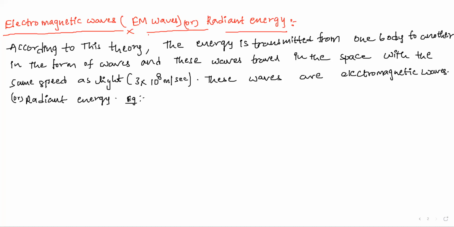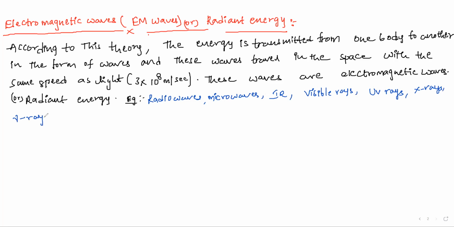Examples of electromagnetic waves are radio waves, microwaves, infrared rays (IR), visible rays, ultraviolet rays (UV), X-rays and gamma rays. Okay, did you understand?